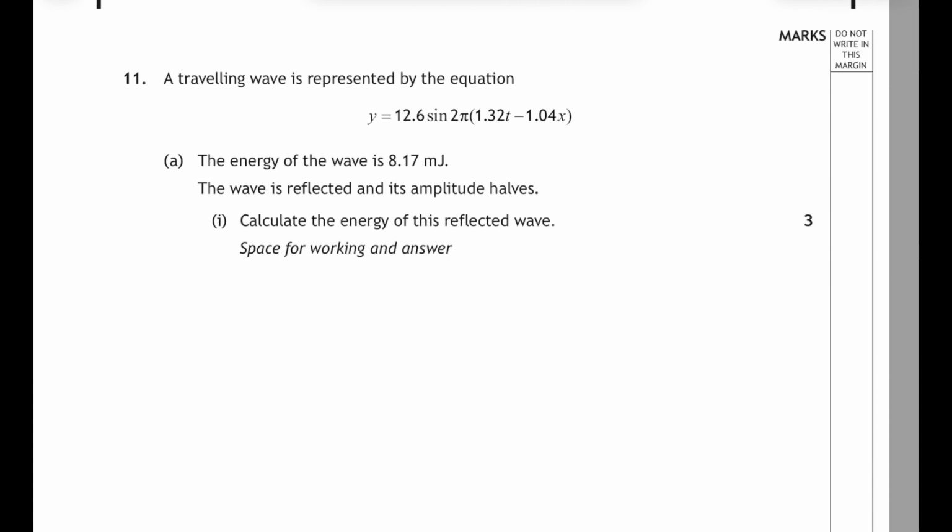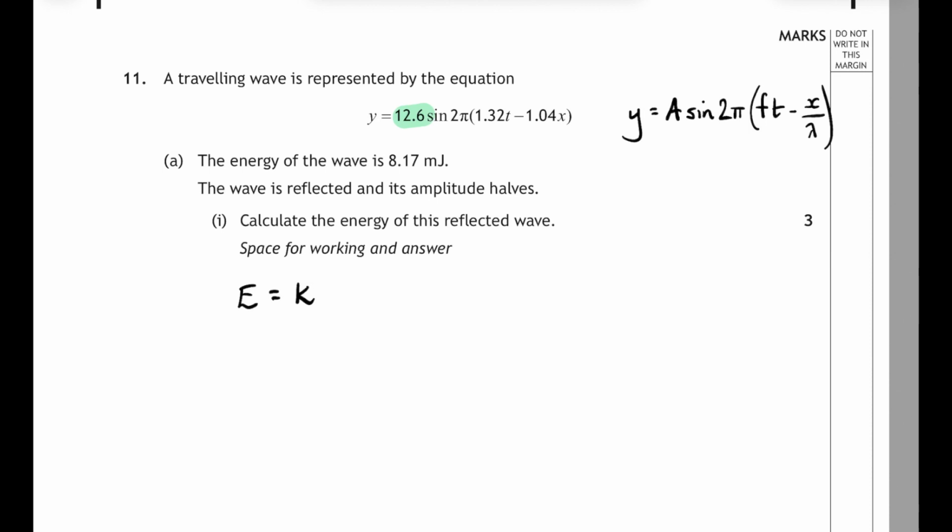In part A, we're told the energy of the wave is 8.17 millijoules, and the wave is reflected and the amplitude halves. And in part 1, we have to calculate the energy of the reflected wave. Well, the initial amplitude of the given wave is 12.6, because the general equation for a travelling wave is y equals A sine 2 pi (ft minus x over lambda). So the amplitude A is 12.6.